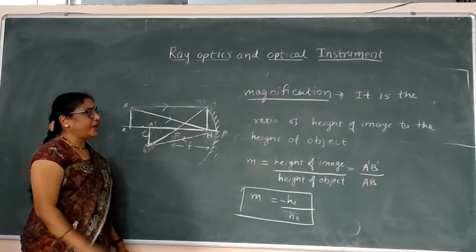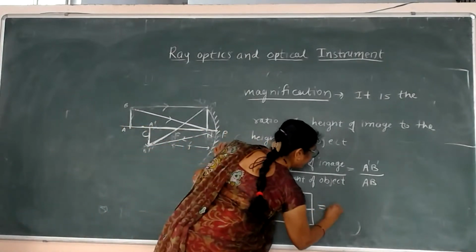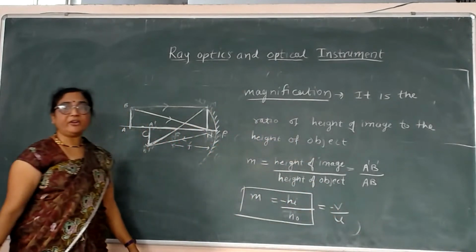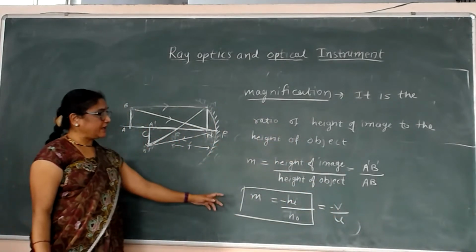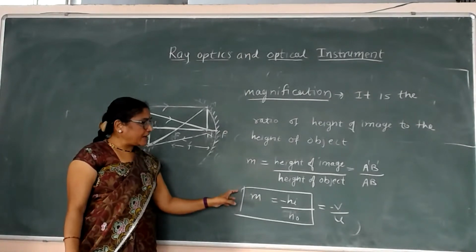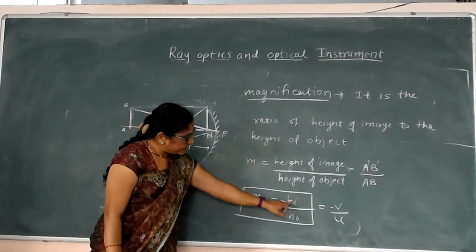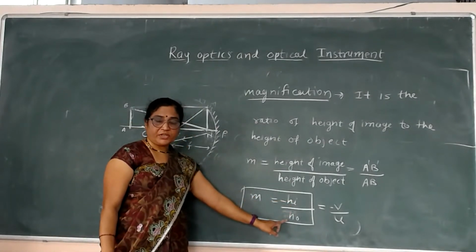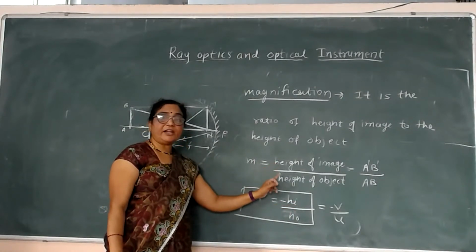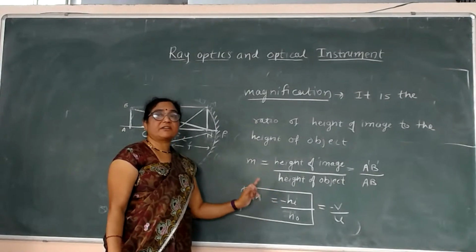Using another formula, this is equal to minus V divided by U, which means image distance divided by object distance. This is a related formula to find out the magnification. Magnification is a diminished if HI is equal to HO, means the height of the object and the height of the image are both the same. At that time magnification is equal to 1.